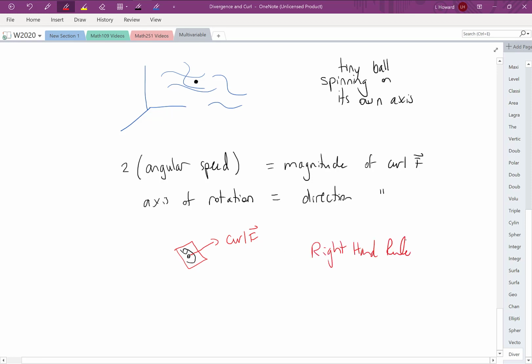So if you take your right hand and you just let your fingers curl in the direction of that spin, then your thumb is roughly going to point in the direction of curl F. So that's enough to help us realize that curl F is going to be going sort of up and to the right in this picture. Curl F is certainly not going to be going this way, according to the right hand rule.